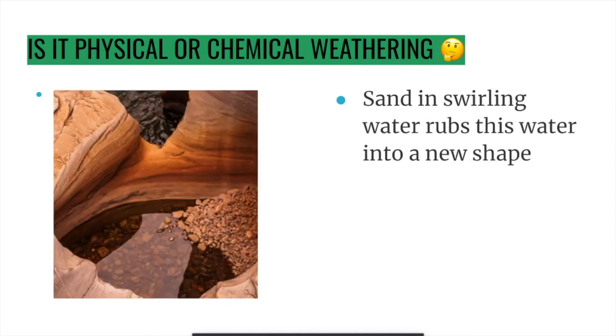Let's look at another example. So this rock, it seems that there is water in the middle. It says that sand has been swirling or rubbing around in the water, and when it rubs around, it made the rocks into new shapes. For example, it created this hole. The rocks that are at the bottom have become smaller, just as this. So, do you think that's physical or chemical weathering?